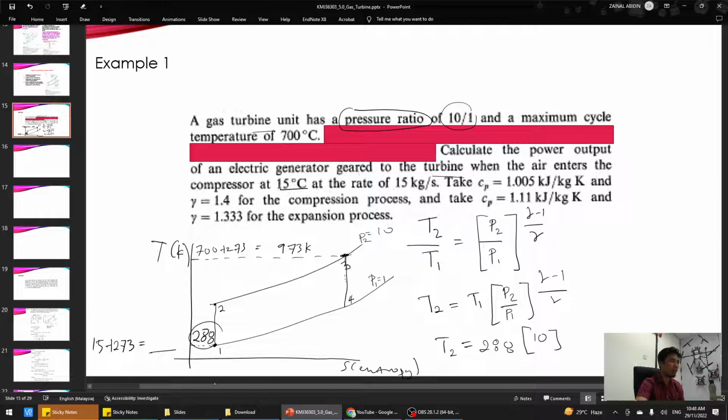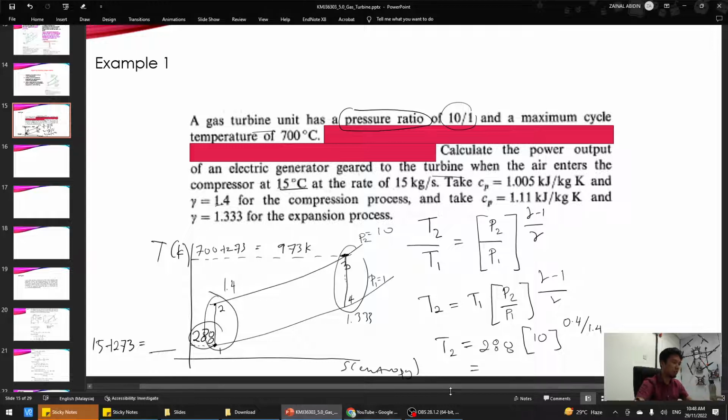Lambda minus 1 over lambda: this is the compression part, and this is the expansion part. So compression takes 1.4, expansion takes 1.33. So here is 0.4 divided by 1.4. Your T2 here, you can calculate it. I'll calculate it too. 0.4 divided by 1.4, you get 2 over 7, 10 to the power of that answer, times 288.